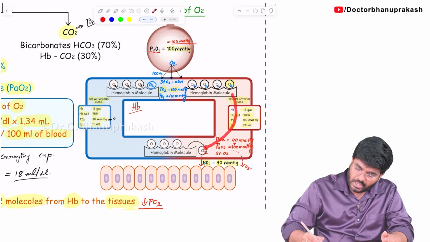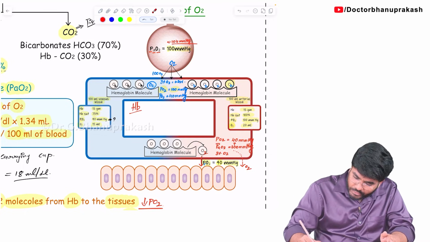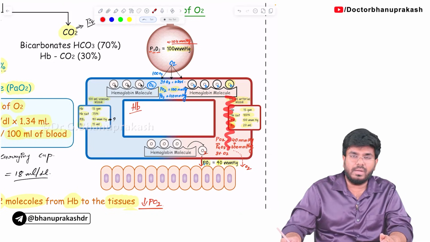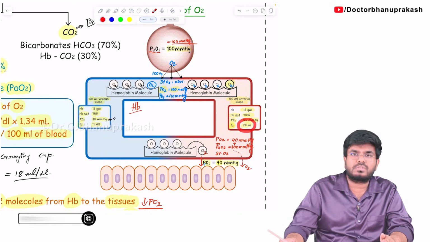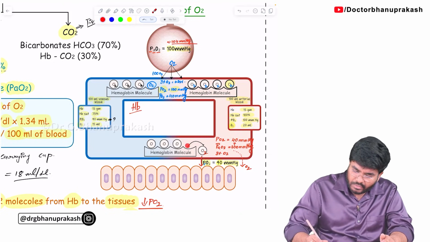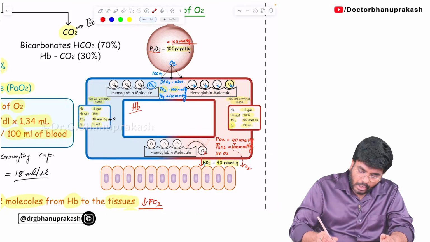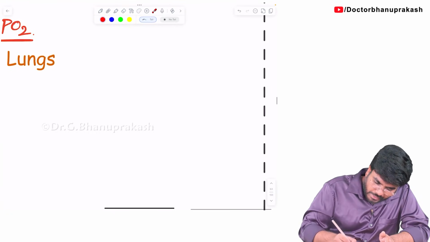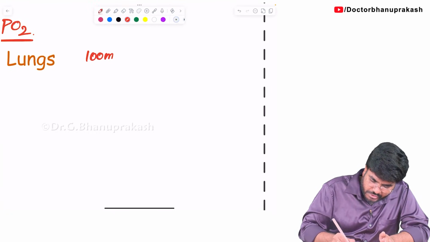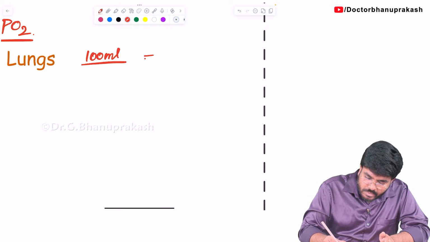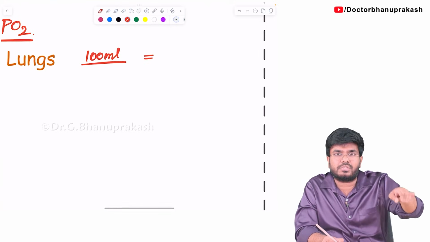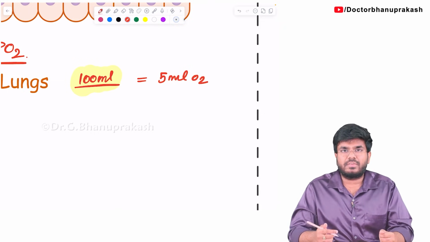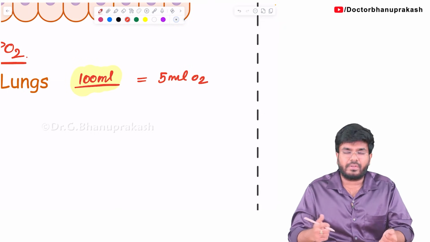Our tissues are using how much oxygen? You have to know. We are sending 20 ml of oxygen in every 100 ml of blood to the tissues. So your tissues are using some oxygen. And how much oxygen is coming back? 15 ml. So if 100 ml of blood is going to the tissues, how much oxygen is used by the tissues? For every 100 ml of blood going to the tissues, our tissues are using 5 ml of oxygen. Because that's the difference, right? Arteriovenous oxygen difference is 5 ml, right?